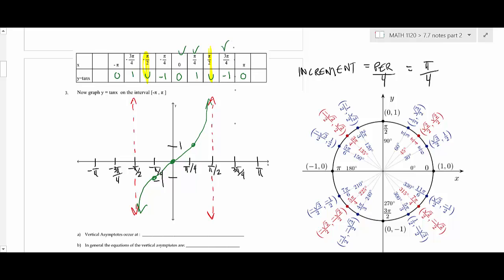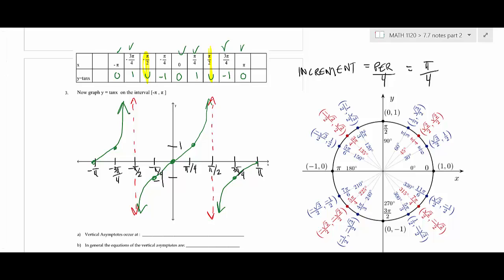Then if I continue this, I have 3 pi over 4, -1, and pi, 0. And that's like half of the period right there. So I just do that. You move over here, we have negative pi, 0, negative 3 pi over 4, 1, and so forth. So there's your tangent, okay? So it has kind of a different structure to it.